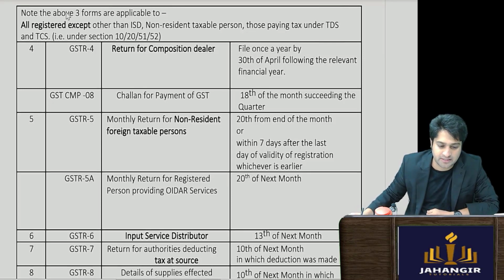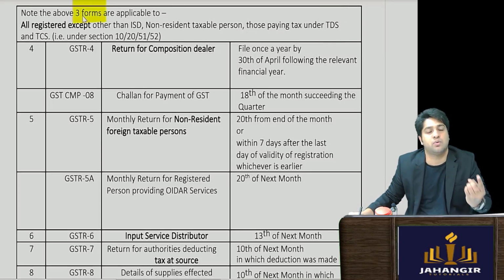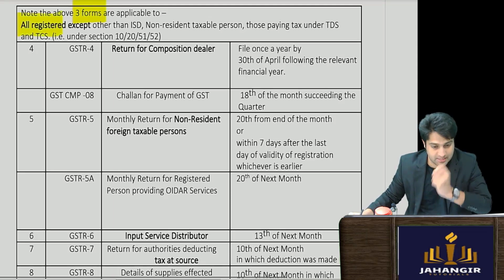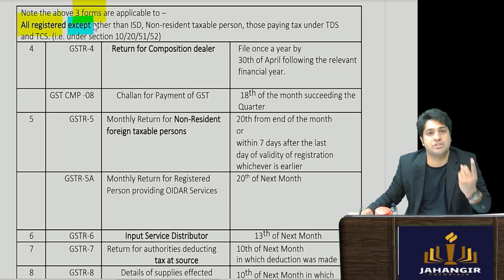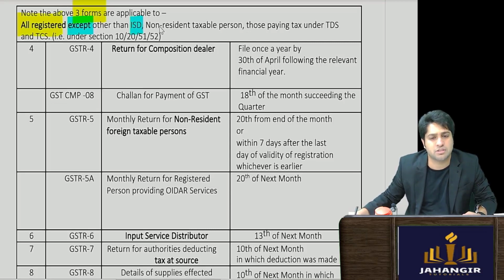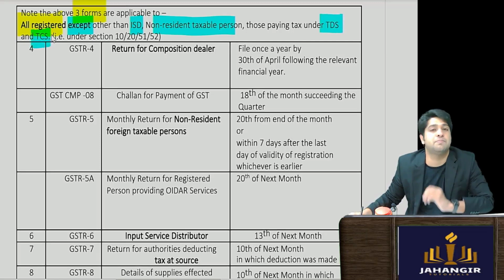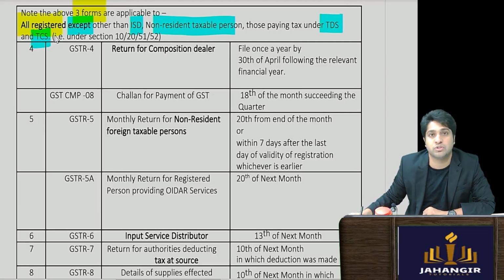So if I read that the three forms GSTR 1 to GSTR 3B are made for all registered persons except composition dealers, input service distributors, non-resident taxable persons, those who are required to deduct TDS or TCS. For these people, you have separate provisions made. Let's see. The very first we'll be talking about is composition dealers.